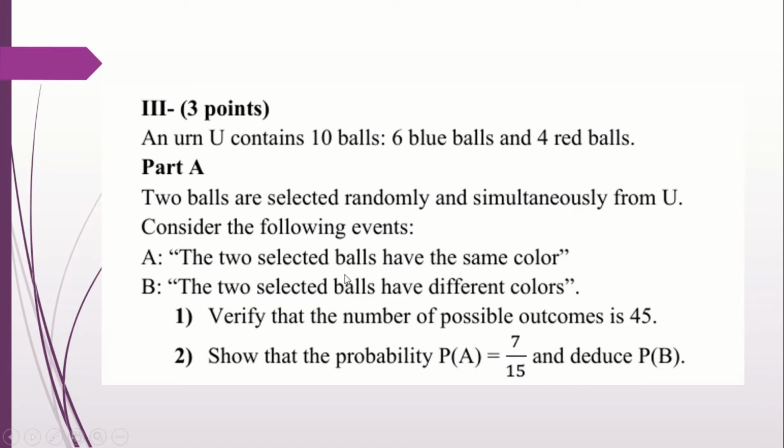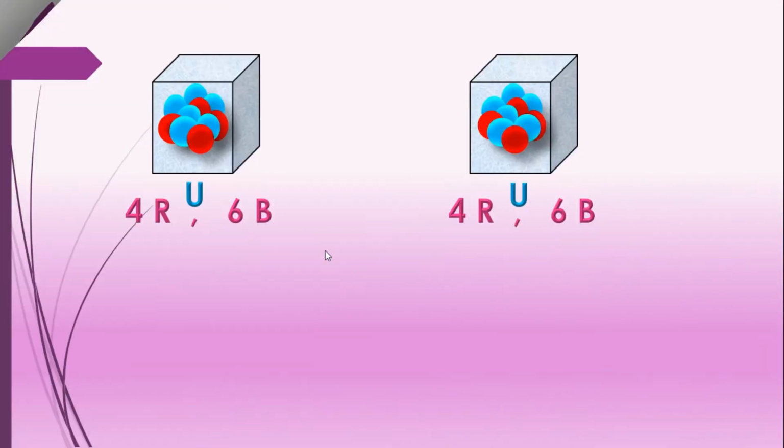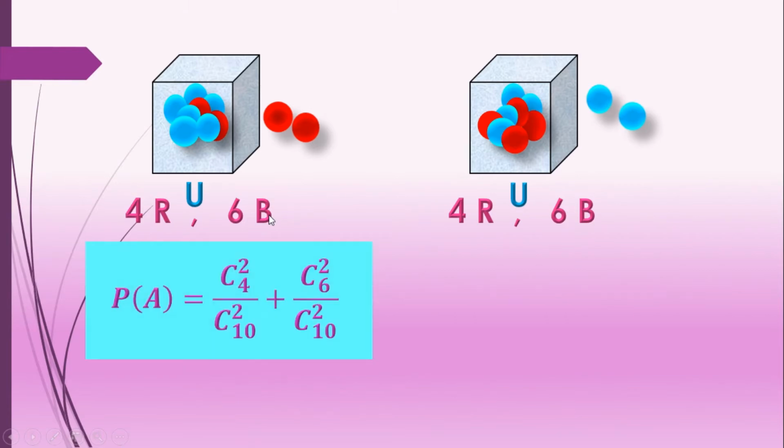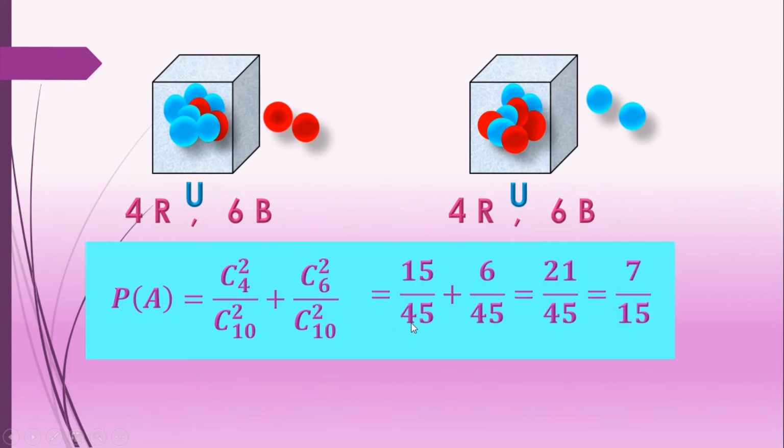We should keep in mind that the event A, the 2 selected balls have the same color. They can be both red or both blue. So the probability of the event A is combination 2 out of 4 red over combination 2 out of 10. The total number of balls is 10. Plus the second case, combination 2 out of 6 blue balls over combination 2 out of 10. So it's equal 15 over 45 plus 6 over 45. It gives us 21 over 45. When we simplify it, we get 7 over 15.